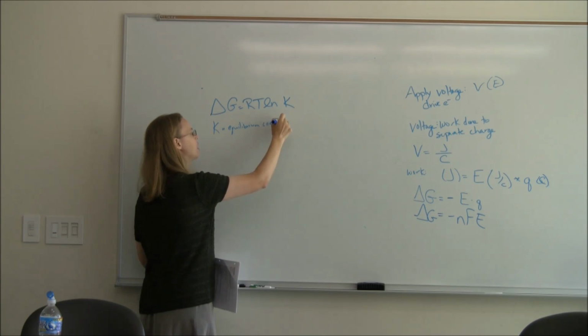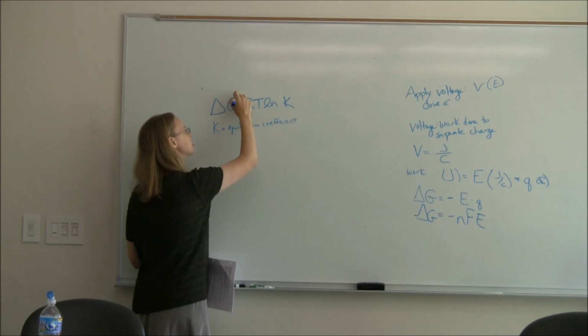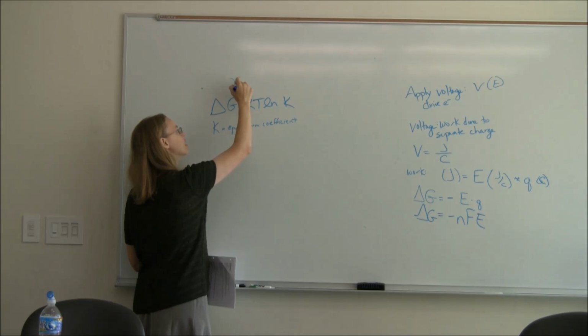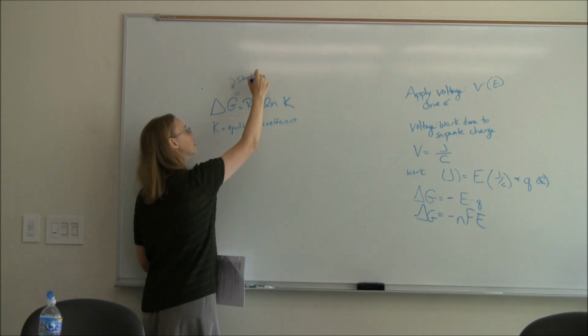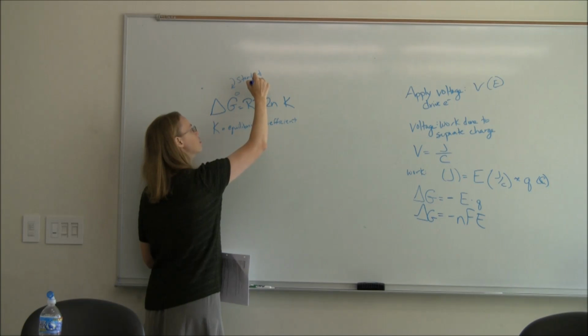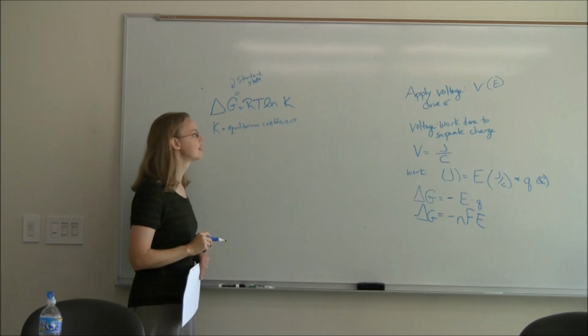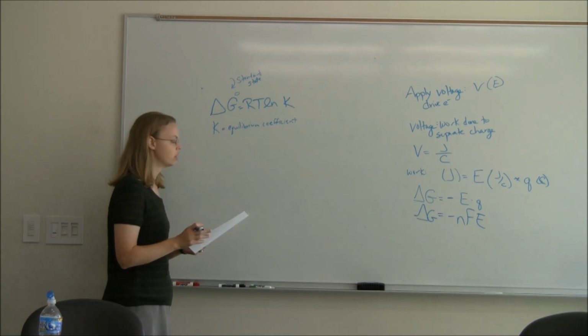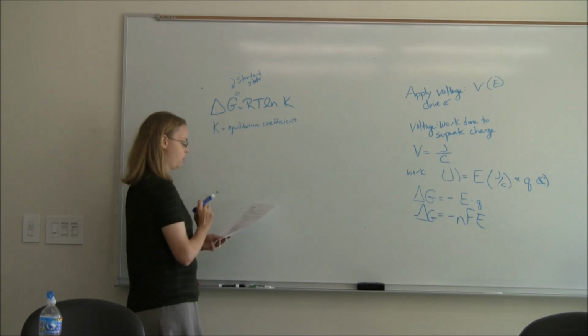Turns out if it were at equilibrium, it's not just delta G, we put a little zero, right? This is the standard state. If we're at equilibrium and everything has a unit activity, that would be the definition for delta G0. So at equilibrium, we would get this.